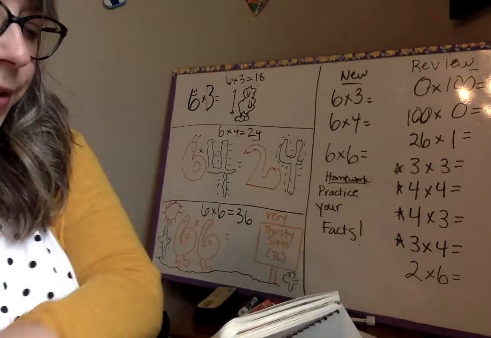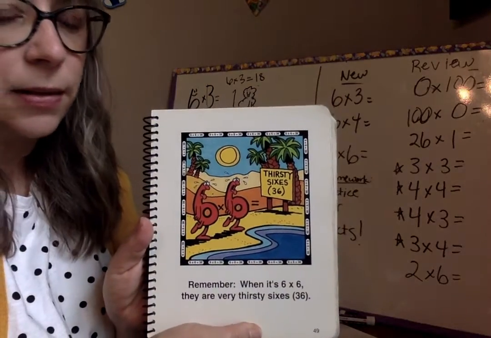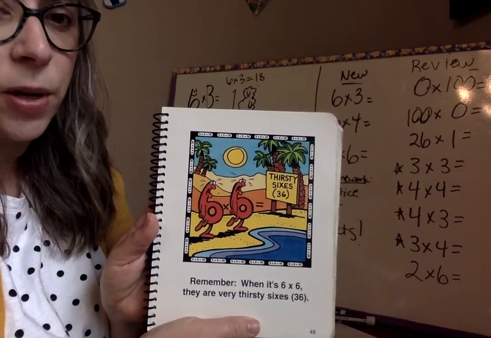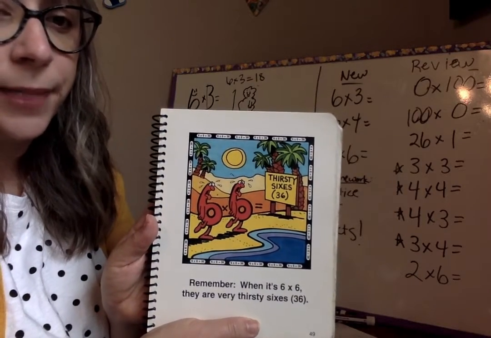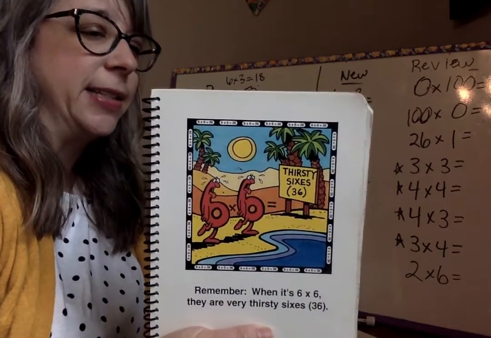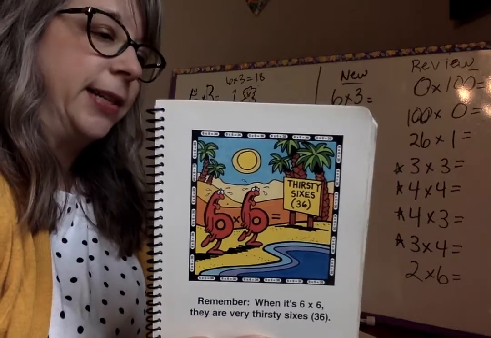All right, our next story. Those silly double sixes. They went wandering into the desert without any water. All right, let's see what happens to the thirsty sixes. So 6 times 6 is 36.